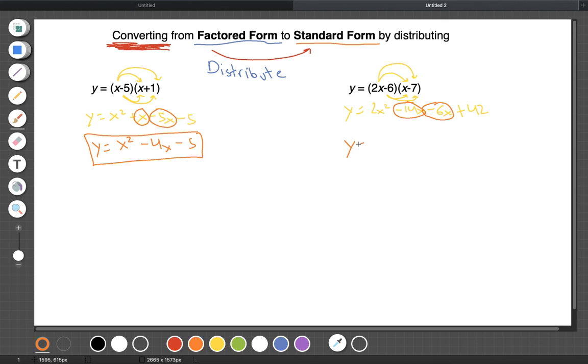So finally, I know the y is going to stay the same. I don't see any other x squared, so I know that's going to stay the same. We have negative 14x minus 6x becomes negative 20x plus 42. There is my standard form. So that's all you needed to do was distribute, and you're distributing twice in these examples.